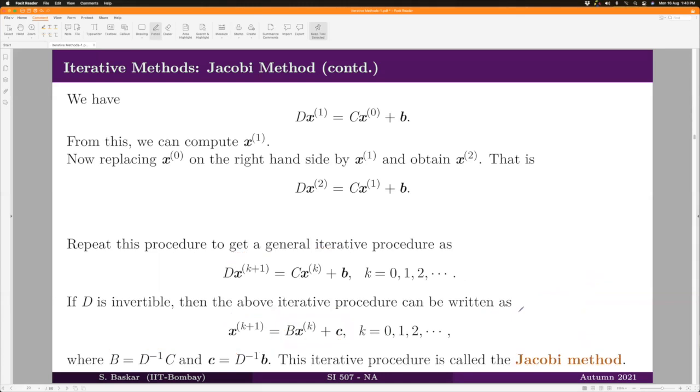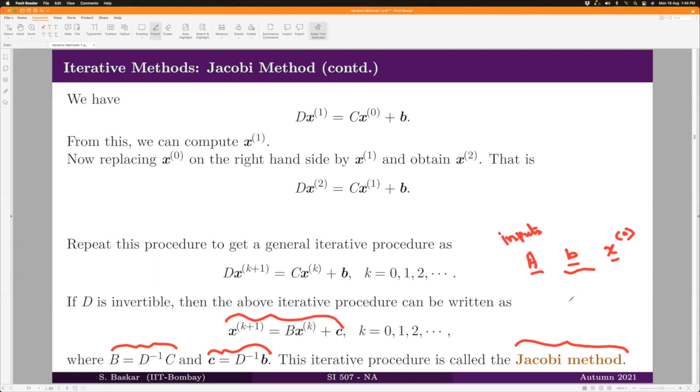Okay, so this procedure is what is called the Jacobi method. What is the input of this method? Well, it is A, b, and x0, right? These are the inputs. Once you have A, your method will compute what is B. And once you have small b, that is the right hand side, it will compute what is small c. And then it sets this formula and gives you as an output xk, which is a sequence of vectors.